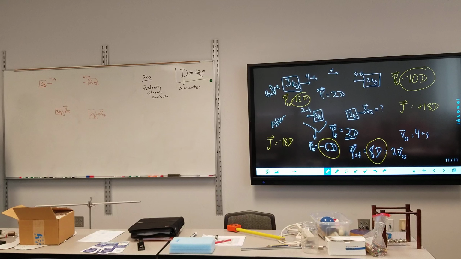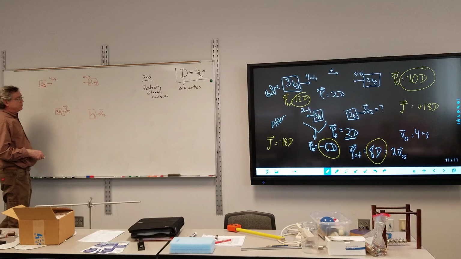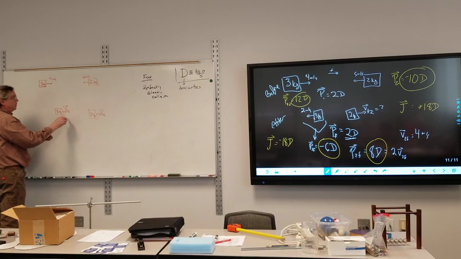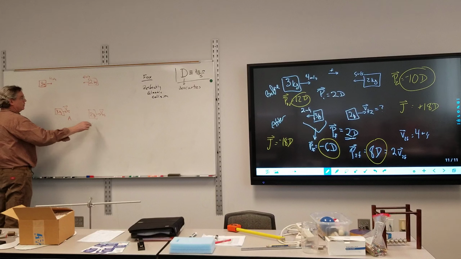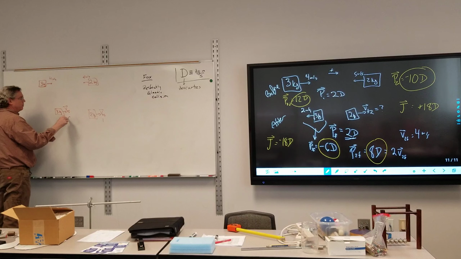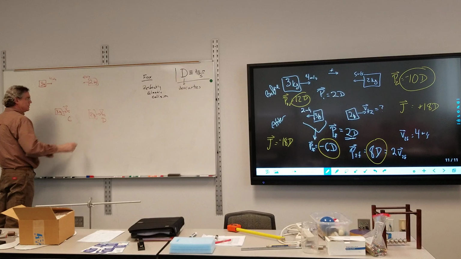I have two unknowns, so I need two equations. One equation is conservation of momentum, the second equation is conservation of kinetic energy. So I can avoid writing bad subscripts, I'm just going to call this one A, and for purposes later on, I'm going to call that one B, that one C, and that one D.